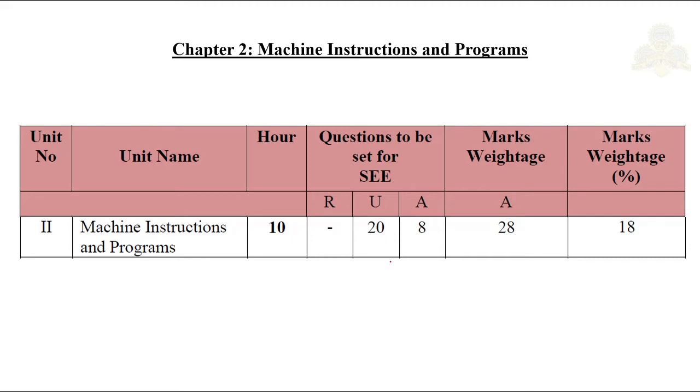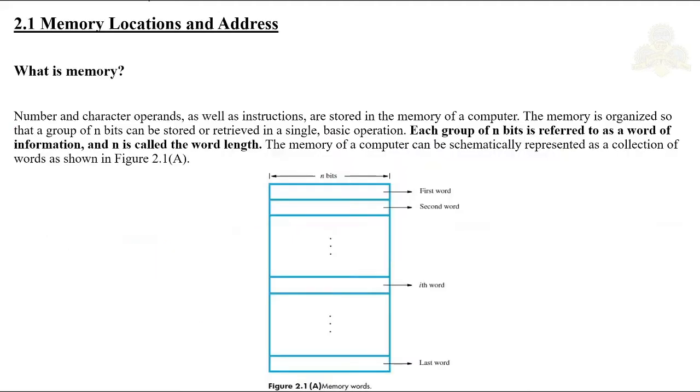The first thing we'll study here is memory locations and addresses. So what is a memory? Memory is used to store information. The information can be numbers, characters, operands as well as instructions. Let's see what an operand is. Suppose we have an instruction add R1 comma R2. Here R1 and R2 are called operands and add is called the opcode.